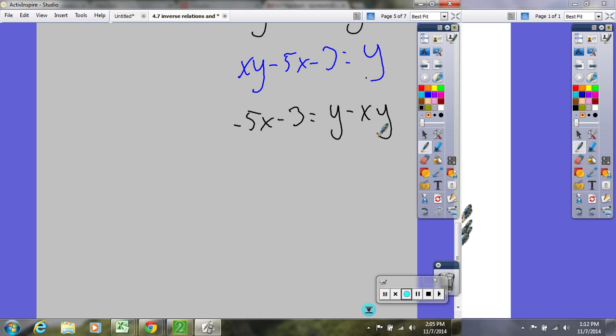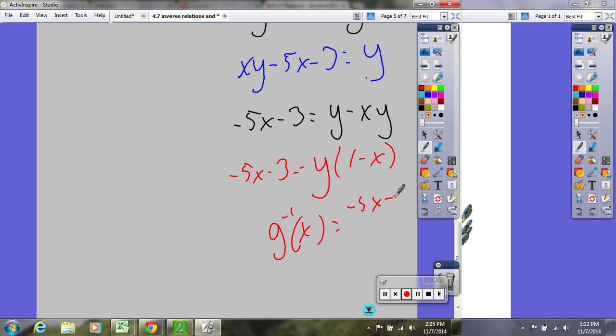What do those guys share? How can I make 2 y's go into 1 y? I pull out a y. Way to go, Miss Olsen. Pull out a y. I'm left with 1 minus x, and that equals negative 5x minus 3. Then what? Divide. So G's inverse of x is negative 5x minus 3 over 1 minus x.